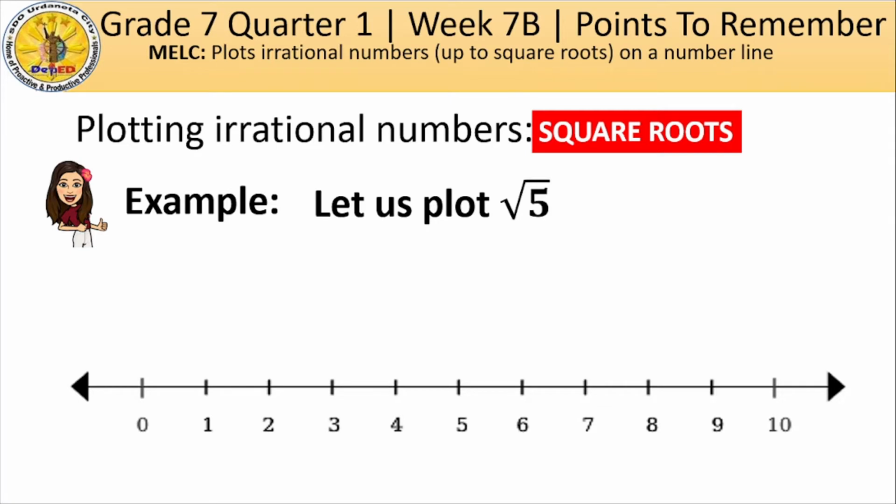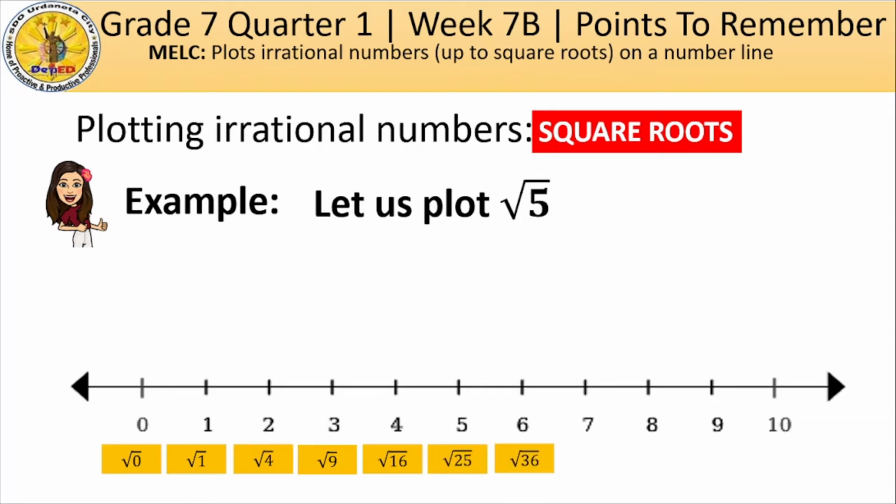Let's start with 0. 0 is the square root of 0. 1 is the square root of 1. 2 is the square root of 4. 3 is the square root of 9. 4 is the square root of 16. 5 is the square root of 25. 6 is the square root of 36. 7 is the square root of 49. 8 is the square root of 64. 9 is the square root of 81. And 10 is the square root of 100.